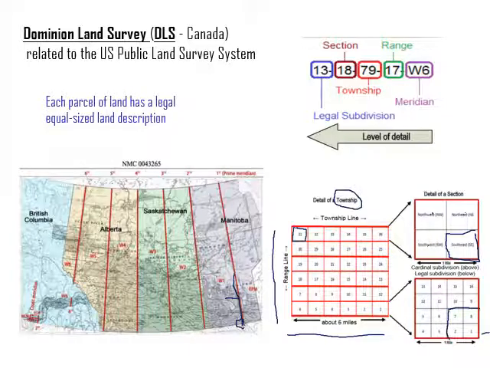So unlike the NTS system, you don't have a number and then a letter and then a number, but basically you always start by saying which meridian you're at. Then you have a number for the range, which is how many of these 6 mile blocks you go up along that particular meridian. And then it's the township number, which is how many 6 mile blocks you are away towards the west from that meridian. And then within that township block, which number of section and which number of legal subdivision do you have?